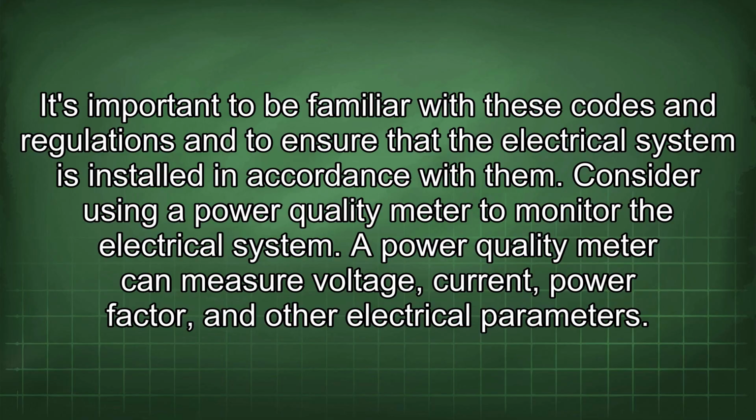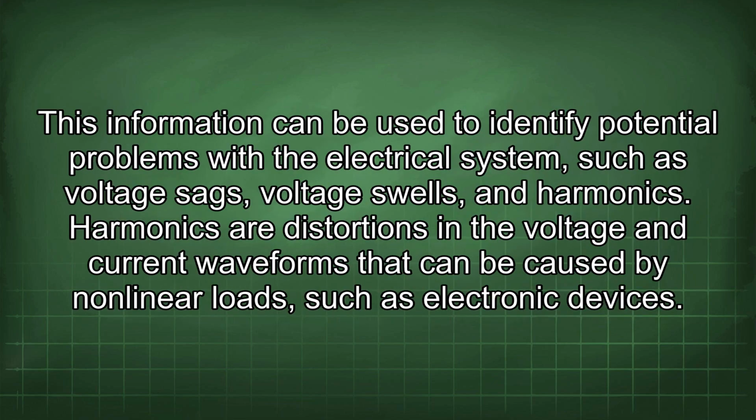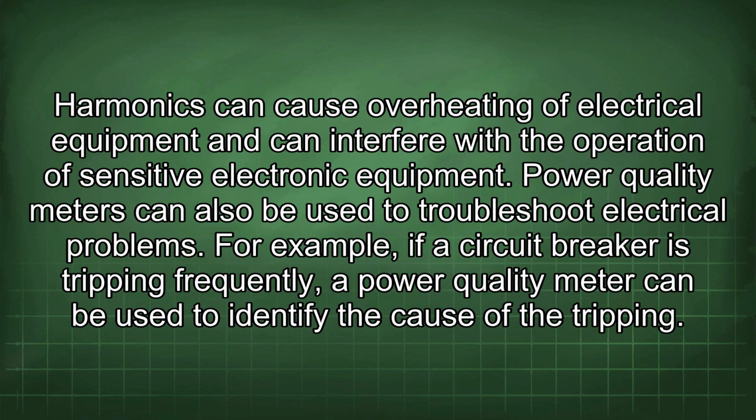A power quality meter can measure voltage, current, power factor, and other electrical parameters. This information can be used to identify potential problems with the electrical system, such as voltage sags, voltage swells, and harmonics. Harmonics are distortions in the voltage and current waveforms that can be caused by nonlinear loads, such as electronic devices. Harmonics can cause overheating of electrical equipment and can interfere with the operation of sensitive electronic equipment.